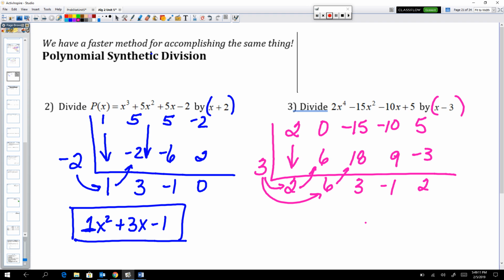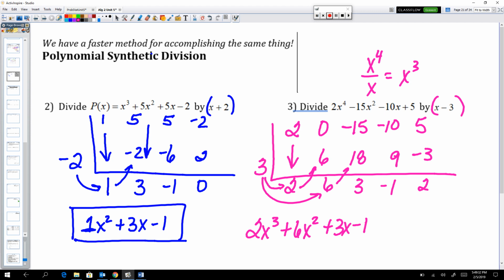Now let's construct our answer from this synthetic table. We'll use this tool to construct our answer. Remember to drop the degree. So if we started with an x to the 4th and divided by a linear, the degree of our answer should be an x cubed. So 2x cubed plus 6x squared plus 3x minus 1.